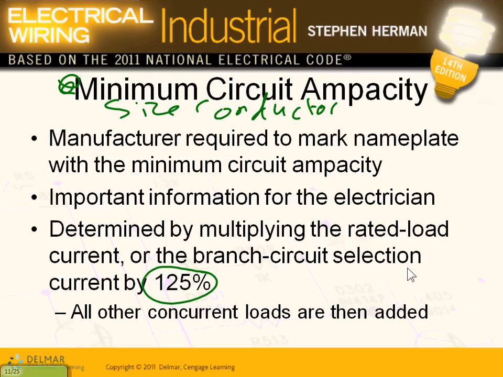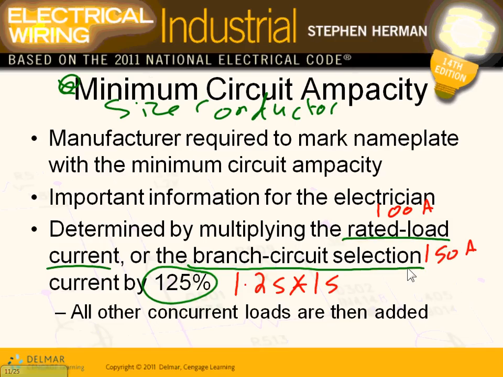You take 125 percent like a motor, but instead of going to the code and getting the full load current, like we did in our examples before when we did the HVAC example, you're going to multiply 1.25 by the branch circuit selection current or the rated load amps, whichever is larger. Suppose the manufacturer told me the rated load amps was 100 amps, and the branch circuit selection current was 150 amps, and they did not give me the minimum circuit ampacity. So I'm going to choose the largest. I'm going to take 1.25 multiplied by 150 amps.